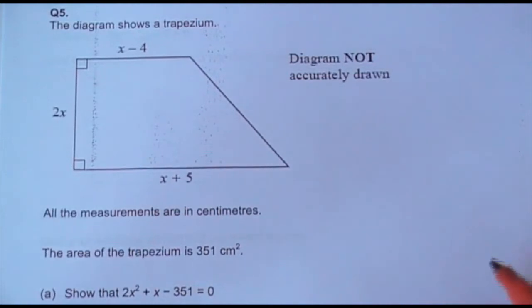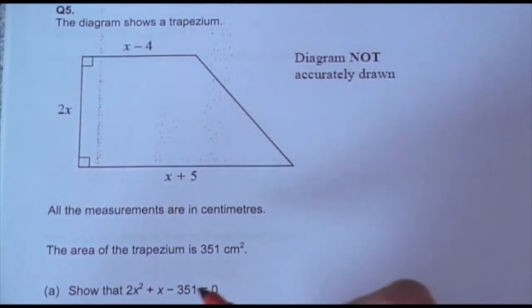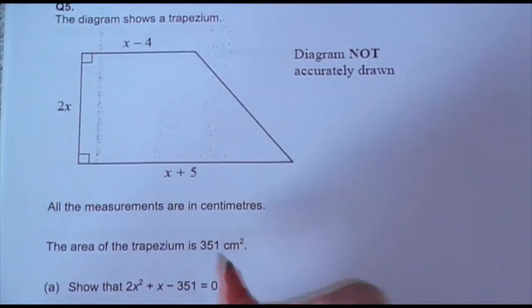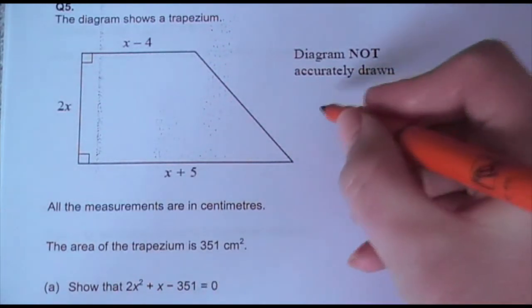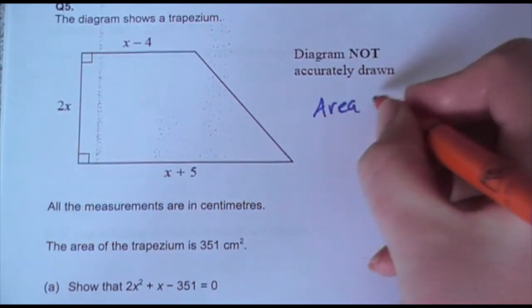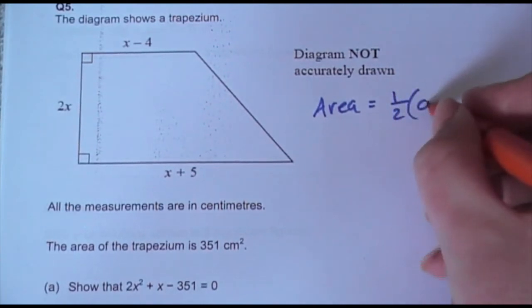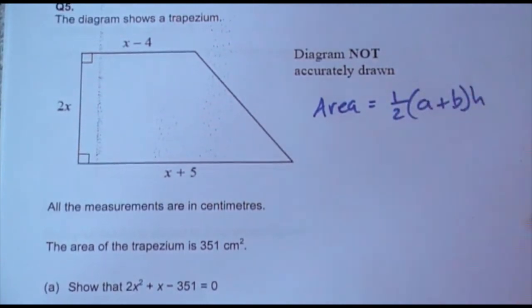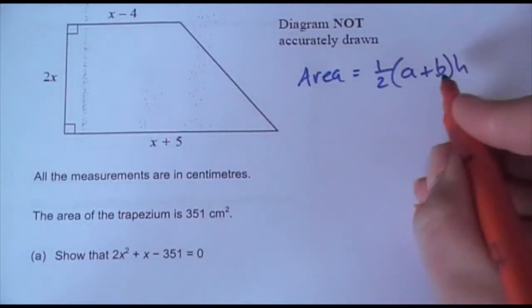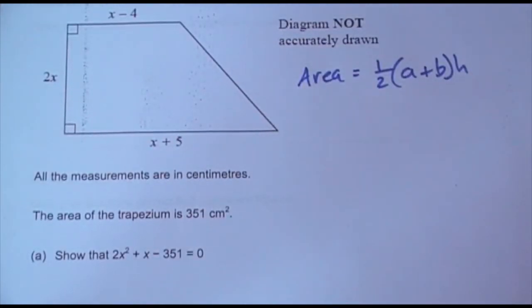However, the diagram shows a trapezium, measurements are in centimetres, and the area is 351. Show that there. First thing I need to do is write the area of that trapezium. So I know that the area is equal to half of a plus b times by h. I've copied that from the formula page. It's always a good start.